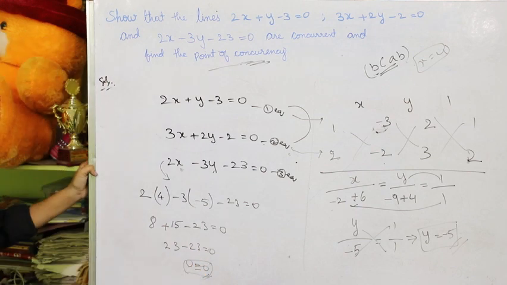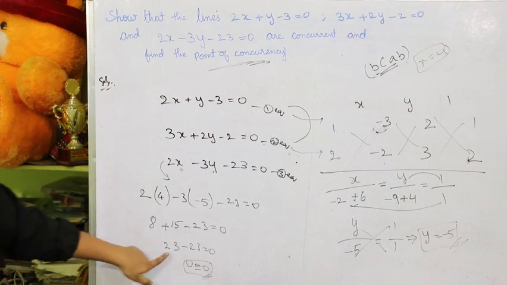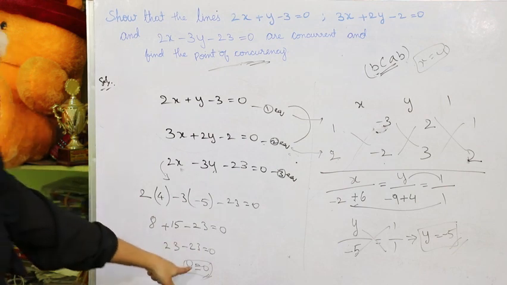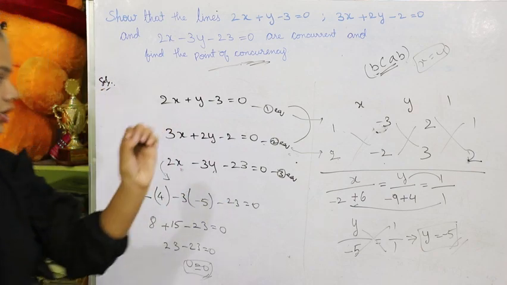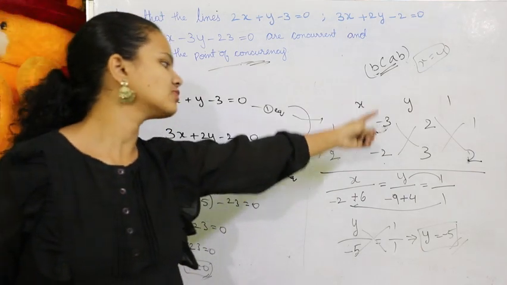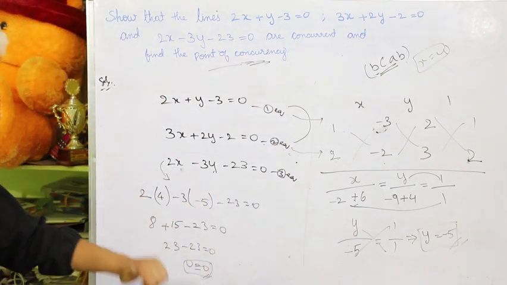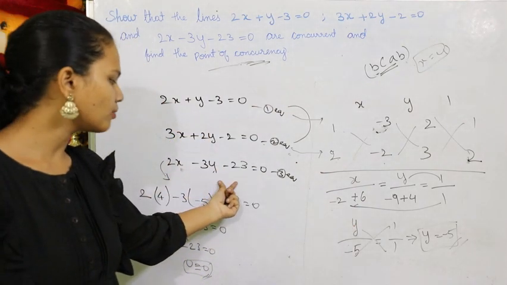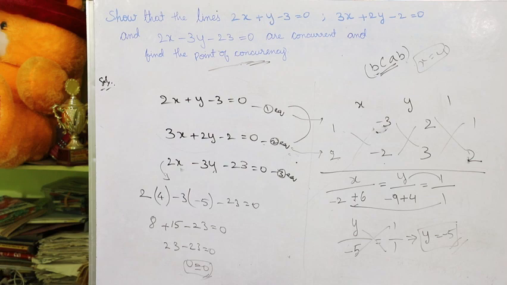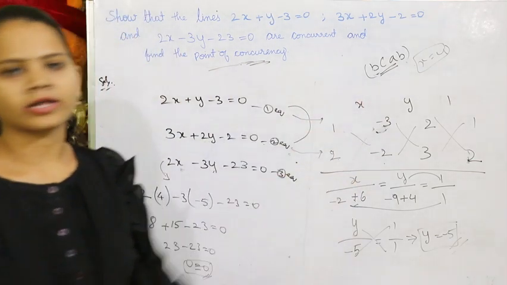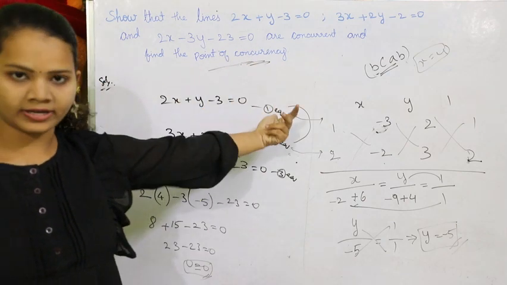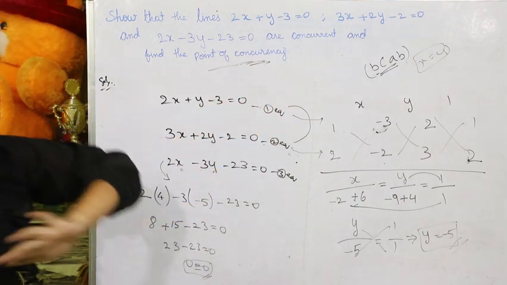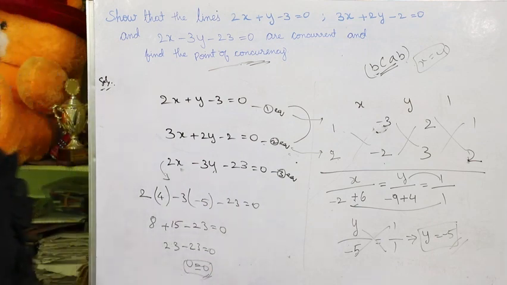I have equated both. Plus 23 minus 23 gets cancelled, right? So 0 is equal to 0. Therefore the third equation is getting 0 when I substitute these x and y values in the third equation. The answer that I have got is 0. So therefore I can say that this is the point of concurrency and the given lines are concurrent lines. Are you getting it?